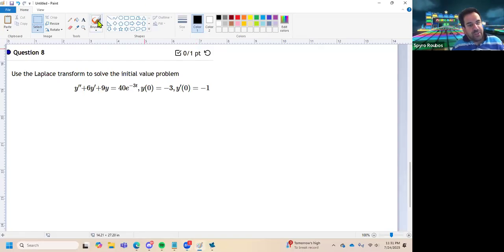Alright, so I wanted to show you using Maple how you should be expected to solve a differential equation on the tech portion on test 3. I took this question from 7.3, number 8. The part that you should know how to do is we're going to take the Laplace of both sides.